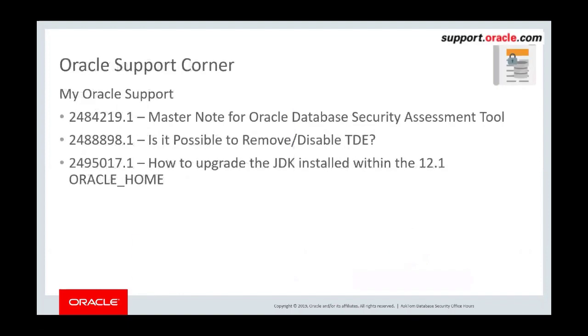In the support corner this month, I wanted to let you know about 3 new notes. One of those is an update to the master note for the Database Security Assessment Tool. Obviously, we've got a lot of new capabilities in there, and so we've updated the note that describes that. Another one is a new note on removing and disabling transparent data encryption. We've had a lot of questions around this, and so we've got a single place to go for all of those answers. And the final one is how to upgrade the Java Development Kit, the Java that comes with the old 12.1 Oracle Home. We've had a few questions on that.